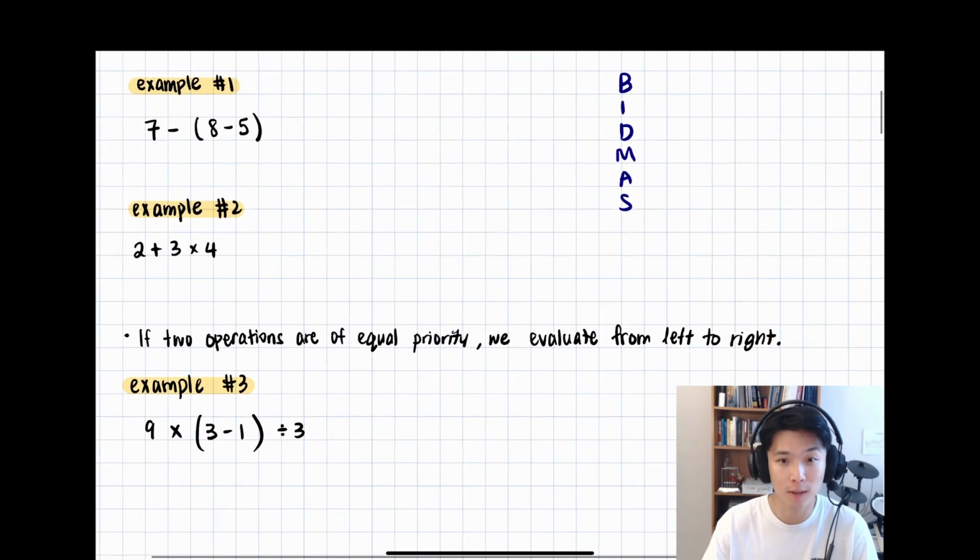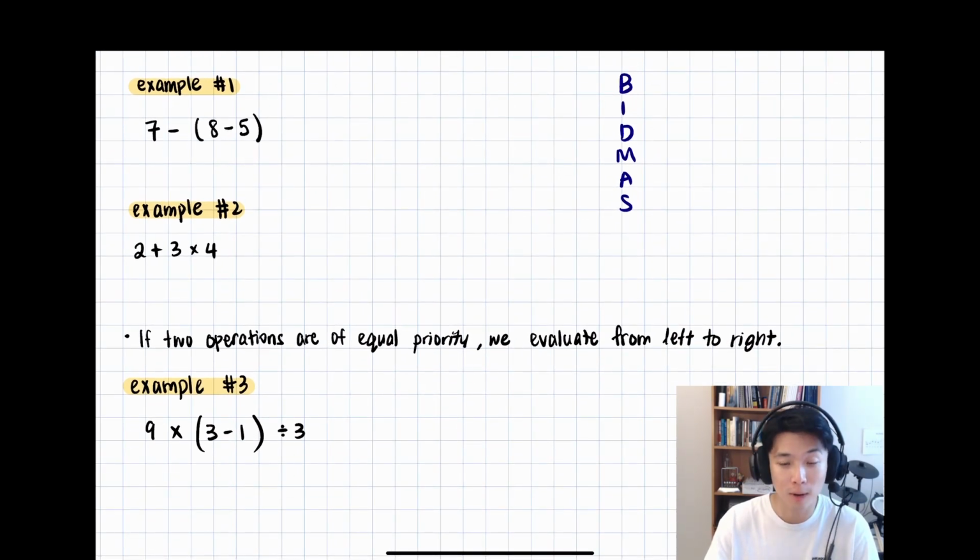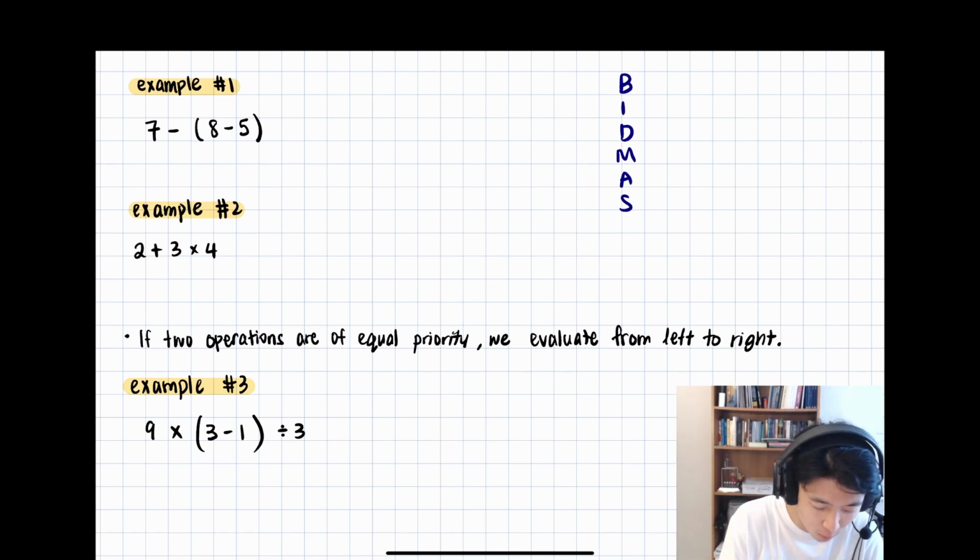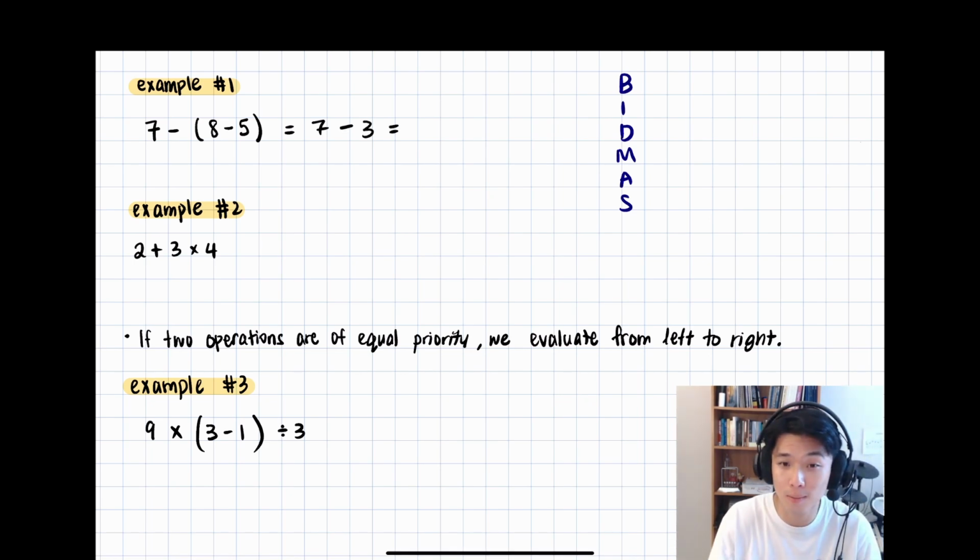The first example says 7 minus bracket 8 minus 5. And so there are brackets there, which means we do those first. So 7 minus 8 minus 5, well, we actually need to do the 8 minus 5 first. And so it becomes 7 minus 3. And 7 minus 3 is simply just 4. Right? There's nothing else left. There's only one subtraction, so we just do the subtraction.